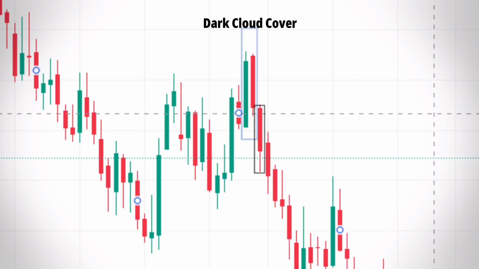A strong bearish close after a dark cloud cover pattern forms confirms the bearish sentiment. You could also look for follow-up candlesticks that continue the downward movement.